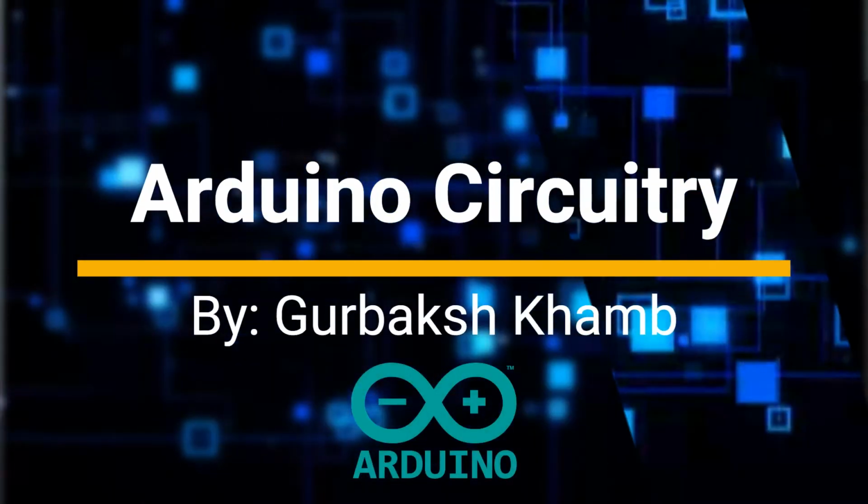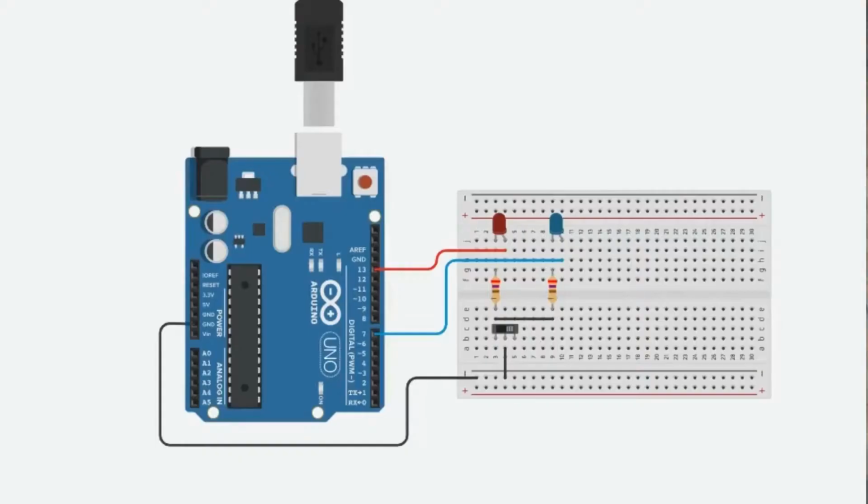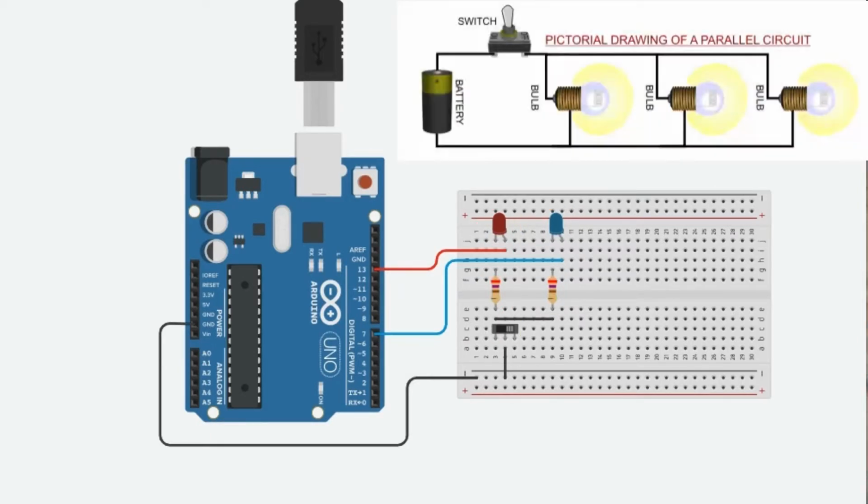Arduino Circuitry by Gruboksh. Lesson 1 consists of LEDs, 270 ohm resistors, and a switch. As you can see, the current is splitting equally amongst the two LEDs, making it a parallel circuit.